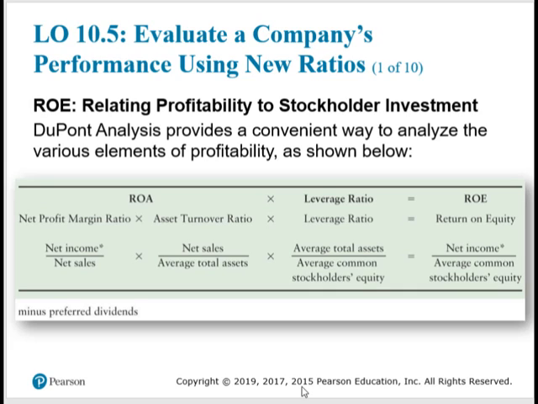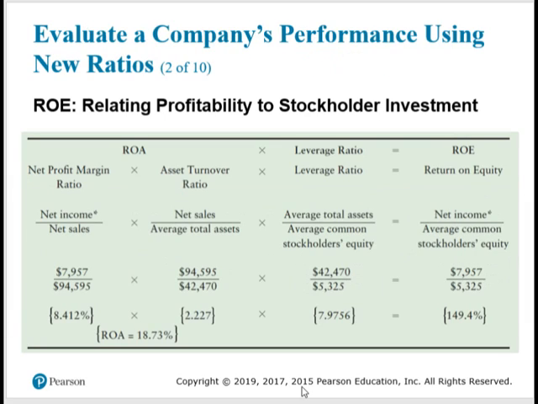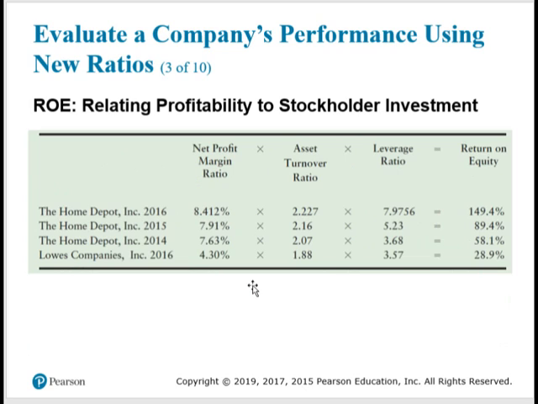Next, we have to calculate, that was a joke, leverage ratio. Leverage ratio shows how much debt the company has in comparison to total assets. Divide average total assets by average common stockholders' equity. Then multiply that answer by the first answer, and you have ROE, or return on equity, which is equal to net income divided by average stockholders' equity. This is what we just went through using real numbers. You should probably calculate these out for yourselves.